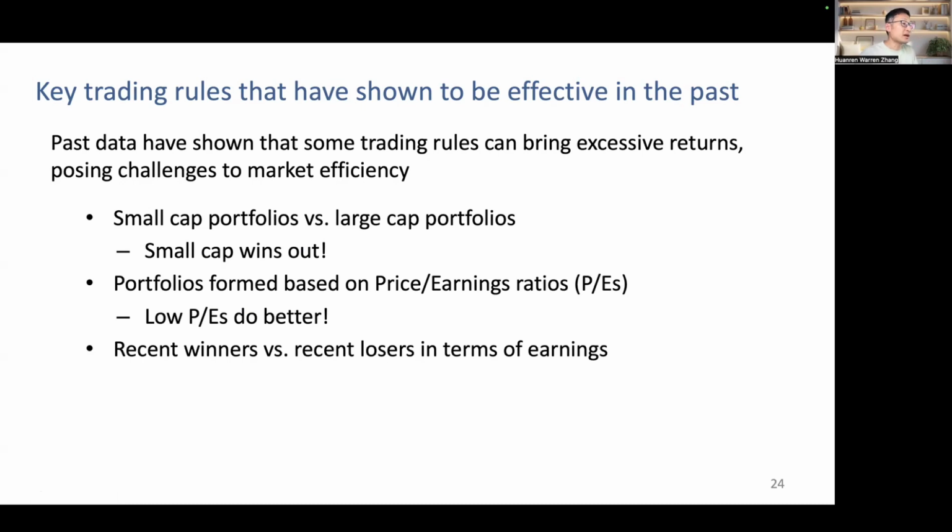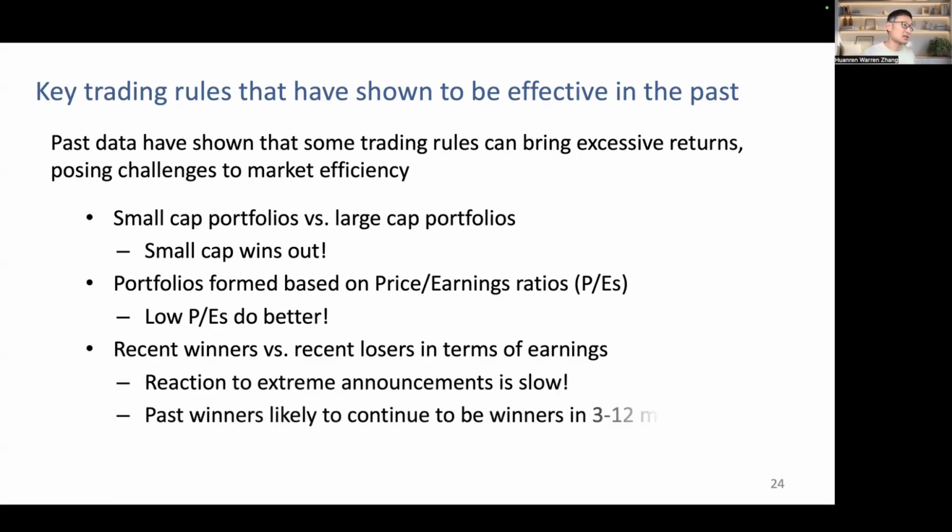Now, recent winners versus recent losers in terms of earnings, which type of portfolio would be better? Well, as with the two questions asked before, you might expect that which portfolio performs better depends on the time span. It turns out that based on past data, again, reaction to extreme announcements is slow. So past winners are likely to continue to be the winners in the 3 to 12 months. But in the long run, there would be some mean reversion, right? So reversion to the average return.